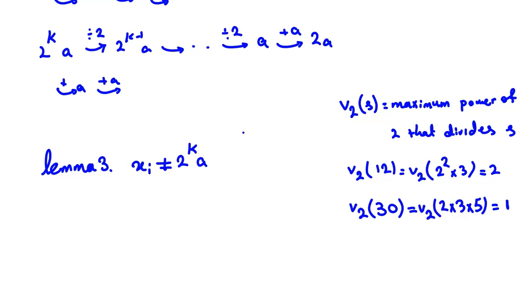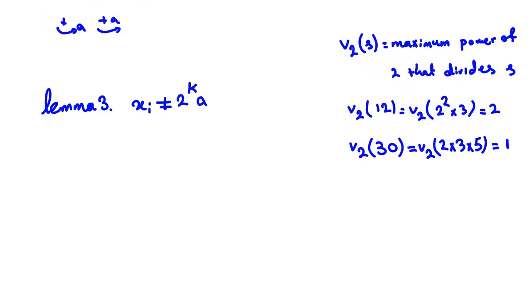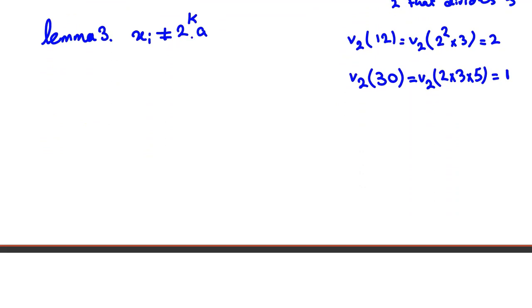Now, let's consider, for example, the case that we want to work on x1. We said x1, or any number xi, for example, without loss of generality, let's work on x1. We said x1 is not 2 to the k times A. So suppose v2 of x1, and we know A is even by lemma 1, A is even. Suppose v2 of x1, because let me tell you something.